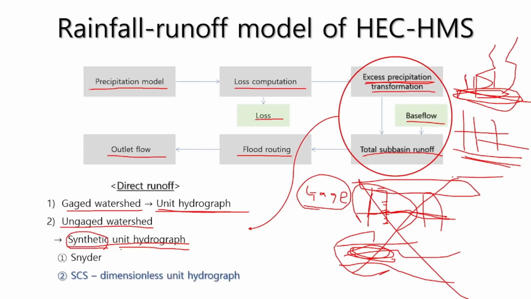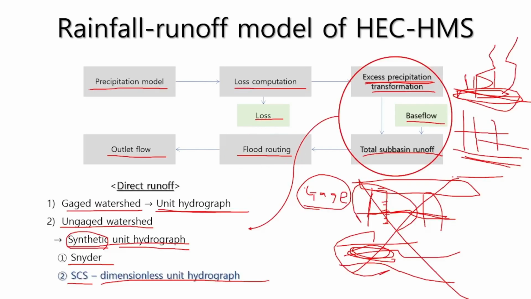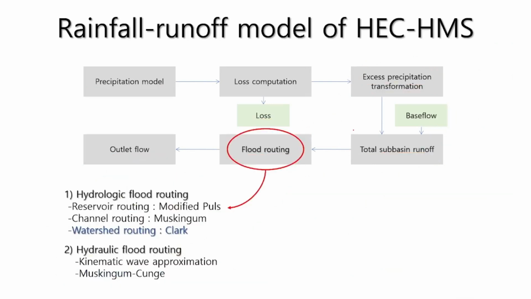Okay, so for synthetic unit hydrograph, we have the Snyder synthetic unit hydrograph, or the SCS synthetic unit hydrograph, which is called the dimensionless unit hydrograph. Okay, and then next, all the direct runoff part we just covered. So now we have the flood routing part. When it comes to flood routing, if there's a reservoir, we're going to have to do reservoir routing. And for that, we'll be using the modified Puls method.